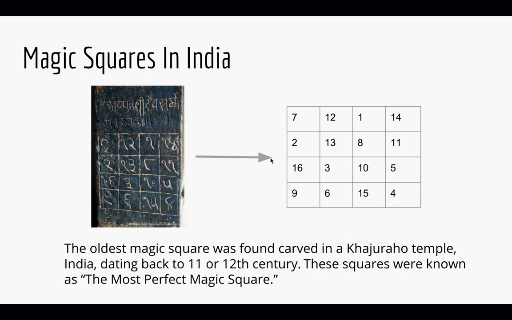So magic squares in India, where did they originate? The oldest magic squares were found carved in the Khajuraho temple, India, dating back to the 11th or 12th century. These squares were known as the most perfect magic squares. You can see I have the picture on the left and then the translated version on the right.